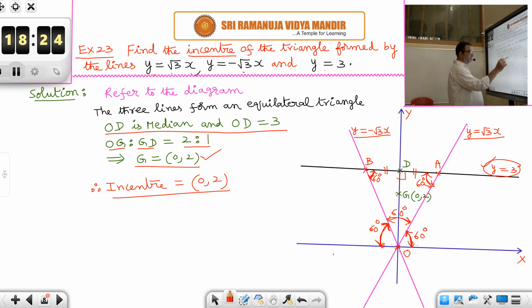That is the centroid. But centroid and incenter are same, so incenter also must be equal to 0, 2. For an equilateral triangle, centroid, incenter, circumcenter, orthocenter, everything coincide. Okay. So incenter is 0, 2. Let us see the next example.